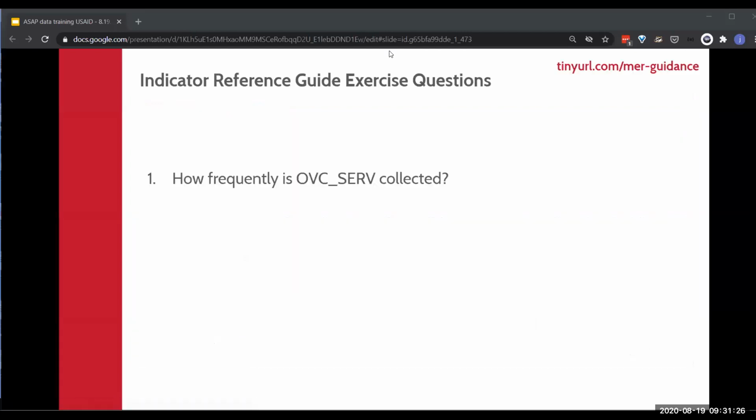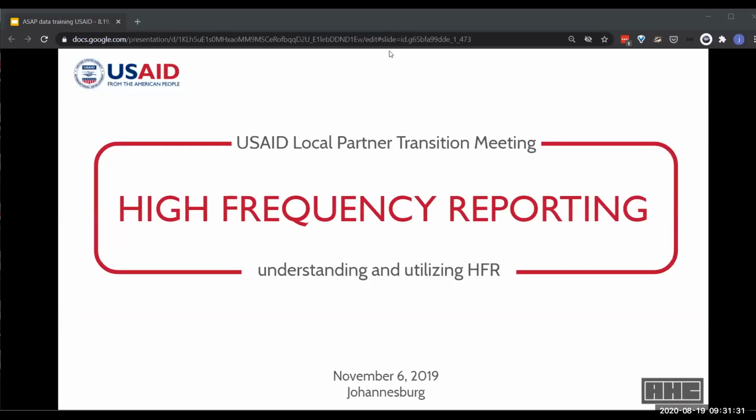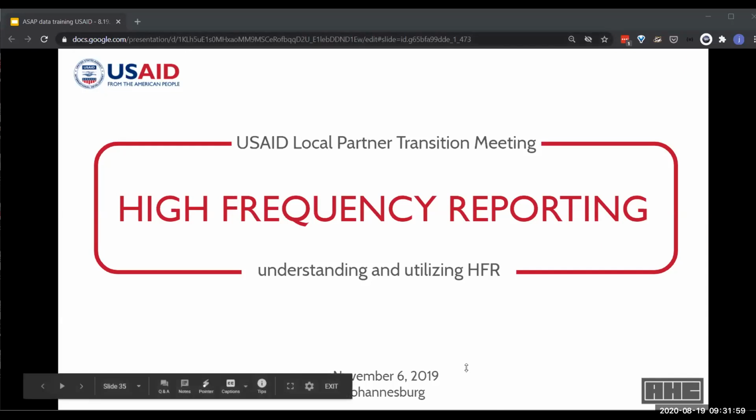Okay, so we'll move on a little bit. I'm going to talk about something called high frequency reporting. Up until now, everything that we've been talking about is the Pepfar Datum cycle. Pepfar sits above USAID. So Pepfar is to USAID what USAID is to you as an implementing partner. So high frequency reporting is a USAID requirement.